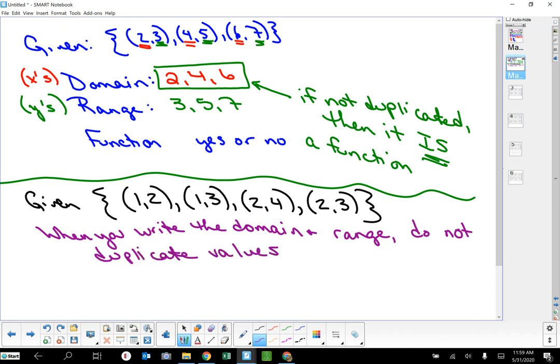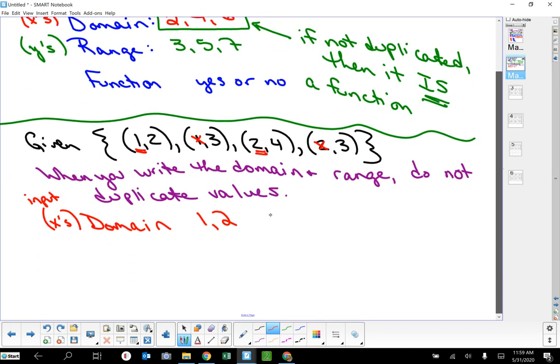Here's what I mean by that. If you're asked for the domain, remember, x's, input values. 1, here's another 1. I'm just going to ignore that one. 2, here's another 2. I'm going to ignore that one. So my domain is 1 and 2. Now, do I have duplication in my domain? Yes, I do. So this is going to be not a function, again, because there's 2 1s and 2 2s.